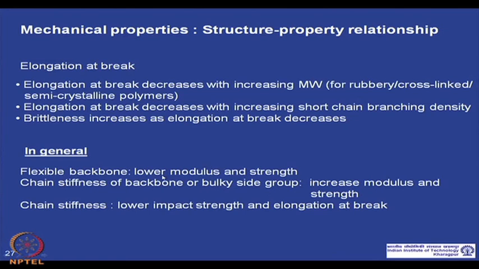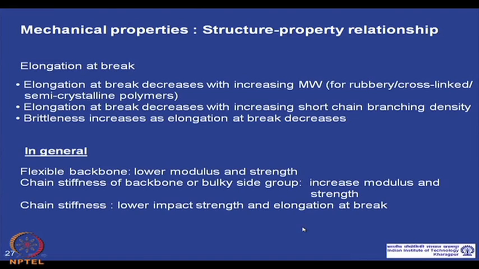In terms of impact properties, again if you have a stiff polymeric backbone and you apply impact, then in a short time the polymer cannot rearrange and absorb that energy. So, it breaks, it becomes brittle, whereas if you have a flexible polymer chain, obviously it can absorb that energy and change its conformation. So, in general, to summarize: flexible backbone, lower modulus and strength; chain stiffness of the backbone or bulky side groups increase the modulus and strength; and chain stiffness lowers the impact strength and elongation at break.